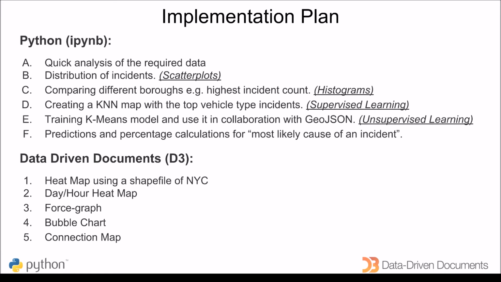At first, we want to develop a Python notebook where we start off with a quick analysis of the required data. Then we want to make some simple plots displaying how our data actually looks, and then we will move on to more complicated calculations, such as KNN and k-means, as examples. After we have finished the Python notebook, we will probably look into compiling some of these over to our D3 website.